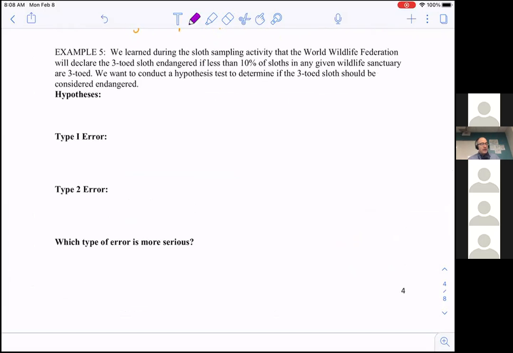We learned that during the sloth sampling activity, which we did not do, we had to change this over to the, no, it's irrelevant. What we had to change it to, we had to change it to a movie activity.